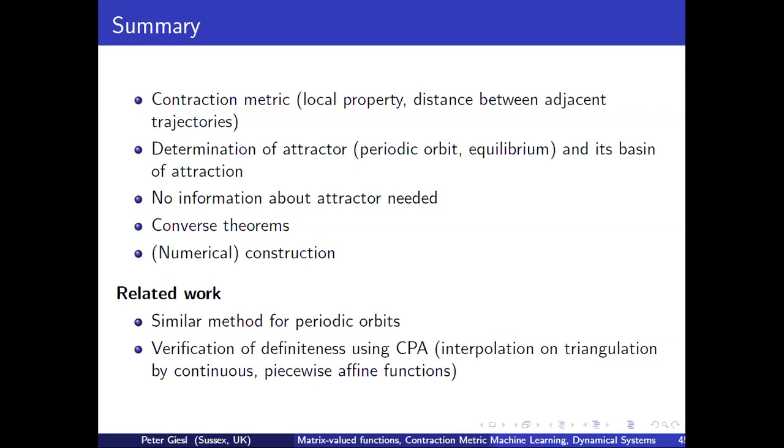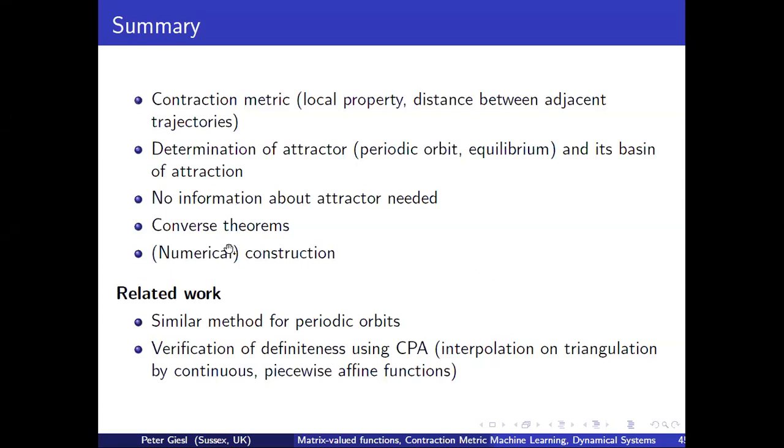So in the dynamical systems part, I've talked about a contraction metric. It's a local property of a system that the sign tells you whether the distance between adjacent trajectories contracts or expands with respect to this metric. And the challenge somehow is to find a metric that is contracting. Once you have found a contraction metric, you can determine an attractor, periodic orbit, or equilibrium. We've mostly now focused on the equilibrium, and it's based on attraction. You don't need any information about the attractor. It's also robust with respect to perturbations.